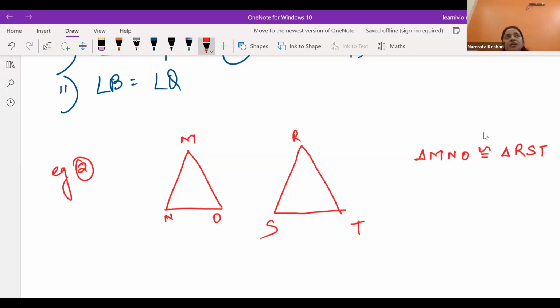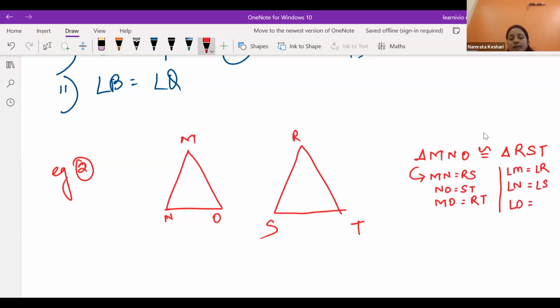Congruent figures are always similar. Why? Because from here we understand that MN and RS will be the same. From here, NO and ST will be the same. By CPCT, MO and RT will also be the same. Angle M and angle R will be the same. By CPCT, angle N and angle S will be the same, and angle O and angle T will be the same.